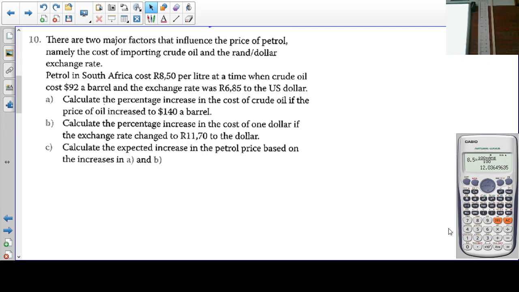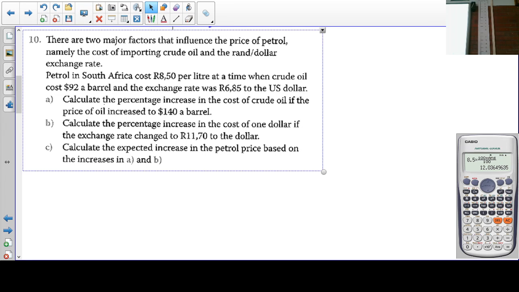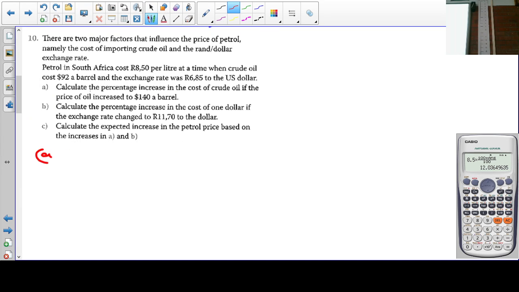So in question 10, we are told that there are two major factors that influence the price of petrol, namely the cost of importing crude oil and the rand to dollar exchange rate. The petrol in South Africa cost 8 rand 50 per litre at the time, when the crude oil cost $92 a barrel. And the exchange rate was 6 rand 85 to the US dollar. Calculate the percentage increase. Did we do this now? Oh yeah, from a different point of view. Calculate the percentage increase if the price of oil increased to $140 a barrel. So here in A, the cost per barrel changed. So again, what did we say for percentage increase or decrease?